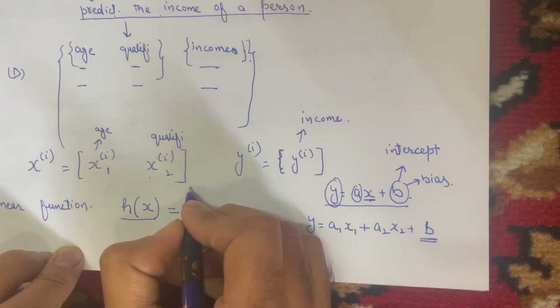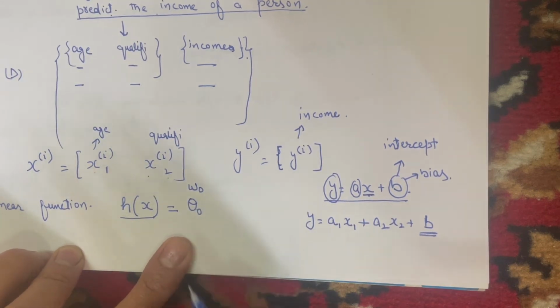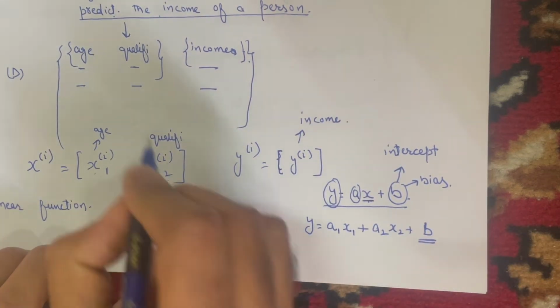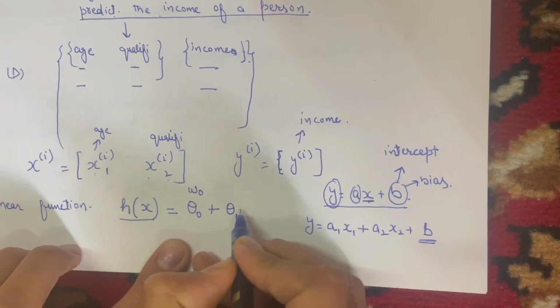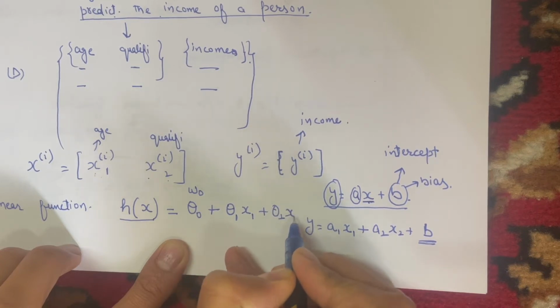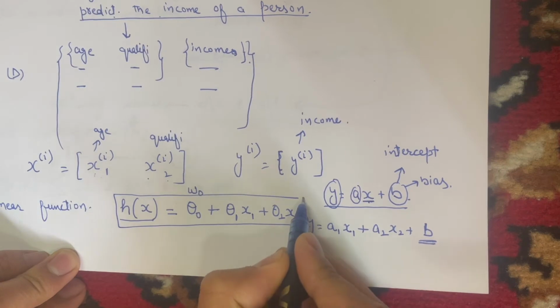Or some, they also write w0. Some books write w0, we are writing theta 0. It is only the representation. Plus, so how many features are there? Two features. So theta 1 x1 plus theta 2 x2. So this is our hypothesis class.